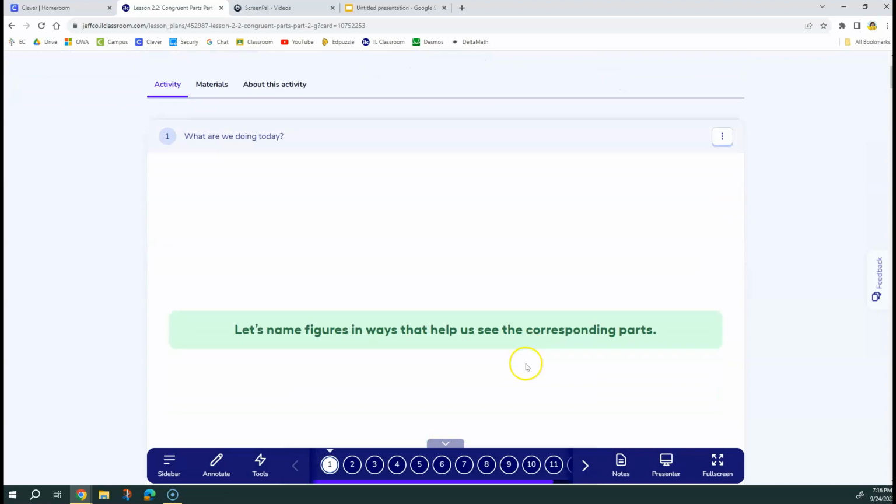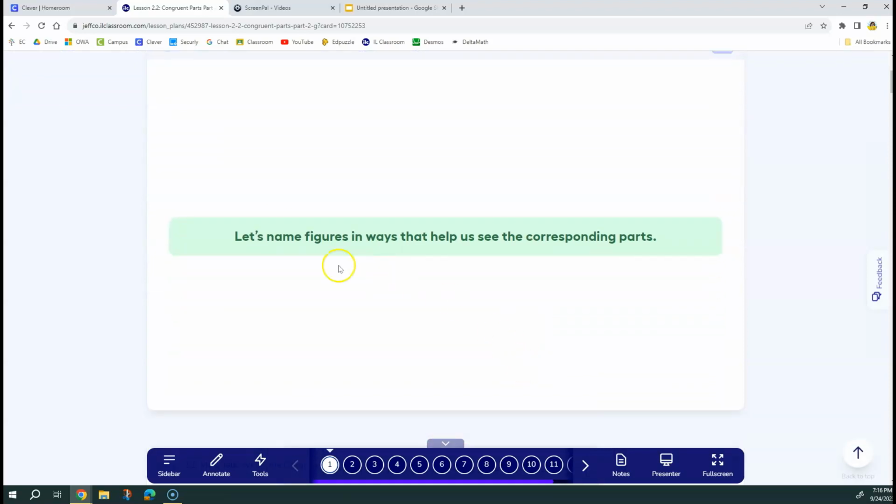Okay. All right. What are we doing today? Let's name figures in ways that help us see the corresponding parts. So we're going to be using corresponding parts, location, location, location, and corresponding figures.